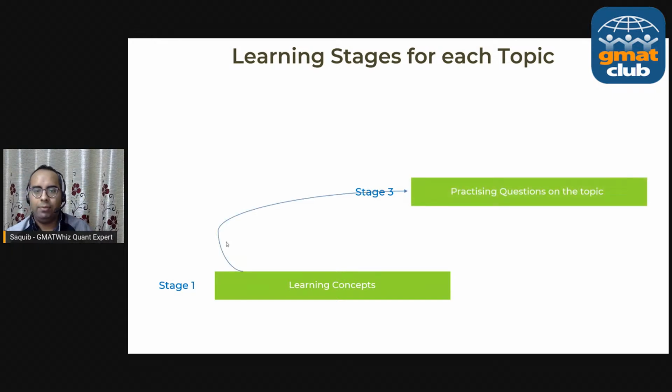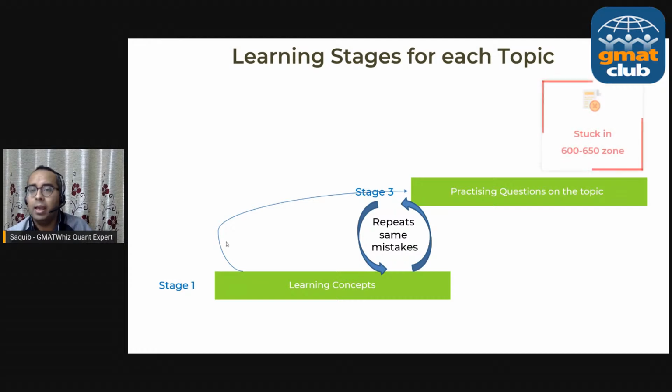Now, if you do this, what happens is that you learn a concept, you make a mistake, then you feel, hey, my concept might not be good, so let me go back and learn the concept again. Then you learn the concept, then you go back and practice questions again. And this loop keeps going again and again. There'll be a point where you'll get stuck in a particular zone. It could be a 600, 650 question level zone, or you might hit a plateau of Q45, Q46, and you may not be able to move beyond that.